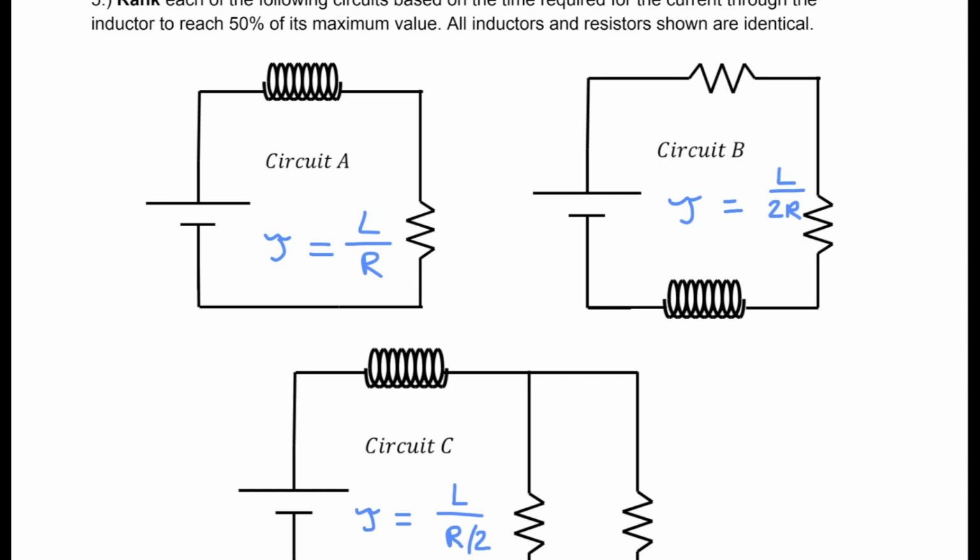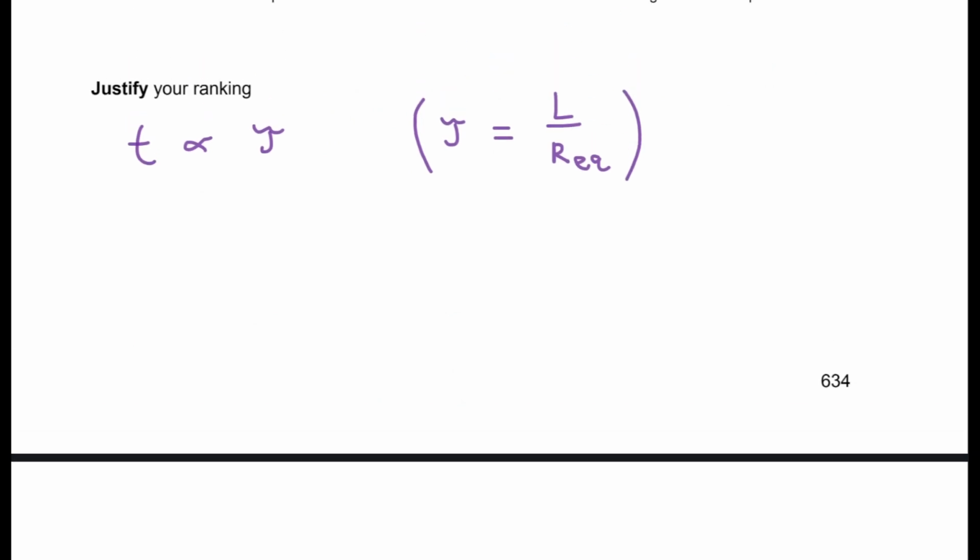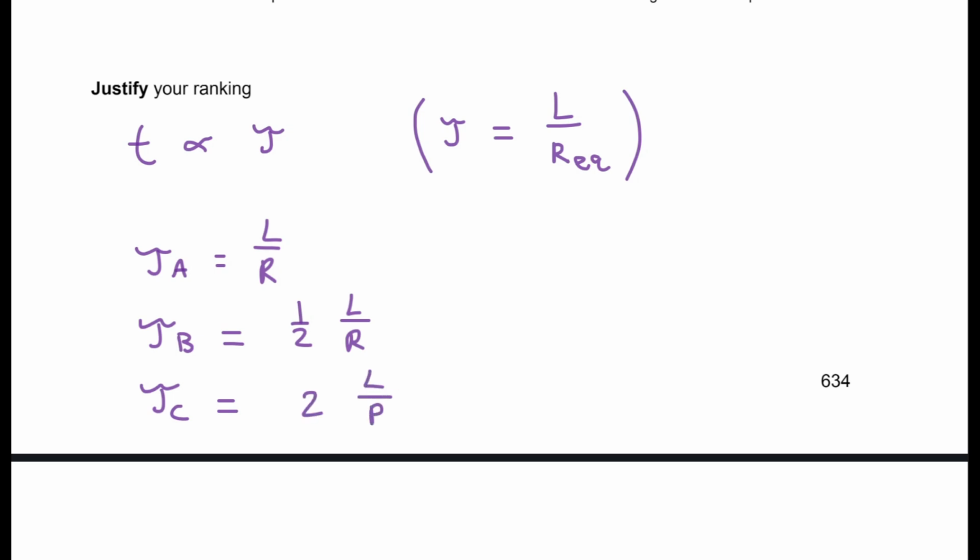So this means that the time constant for A is L over R. The time constant for B is 1/2 L over R. And the time constant for C is L divided by R over 2, so 2 times L over R. So we see that ranking these in order, we have a 1, we have a 1/2, and a 2.